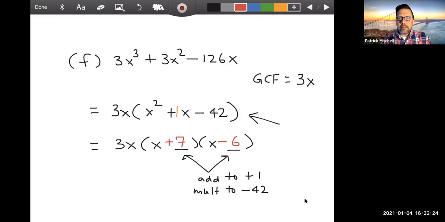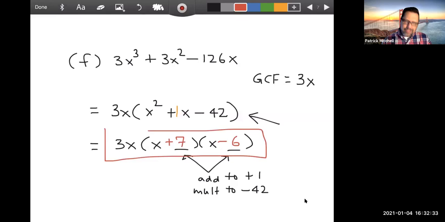All right, so I'm going to leave the check on this one for you. Final answer for this factoring problem is 3x times x plus 7 times x minus 6.